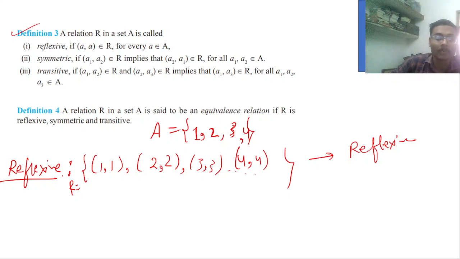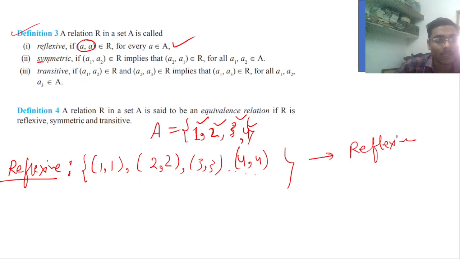Okay, so this is reflexive. You will have to get a comma a for every a belongs to set A. For every element belonging to set A, the pair has to be in the relation. Then only this relation will be reflexive.